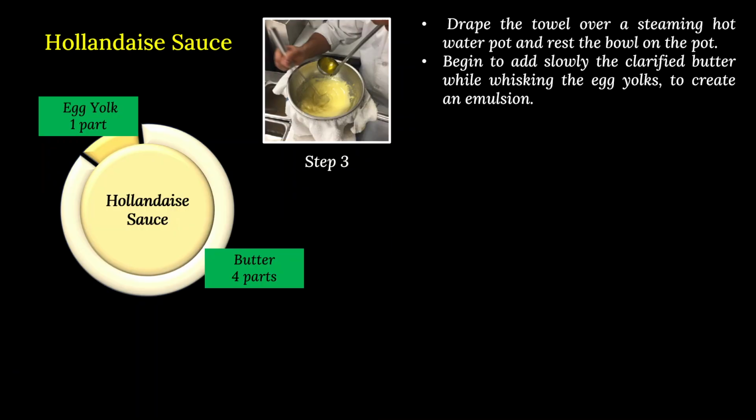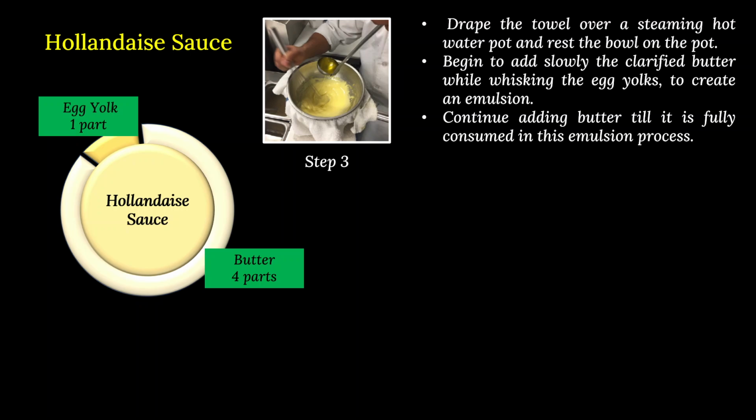Once that is done, then we come to the next stage. Continue adding butter till it is fully consumed in this emulsion process. That clarified butter we are going to add drop by drop. Why drop by drop? If you add more butter at a time, there is a possibility that the mixture will separate or break. It won't mix well. Rather, the egg yolk won't absorb so much butter at a time.